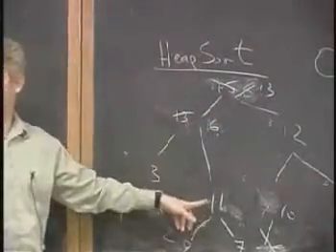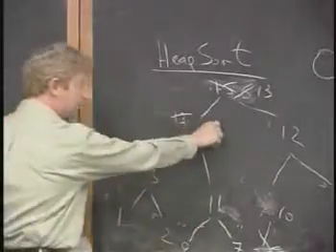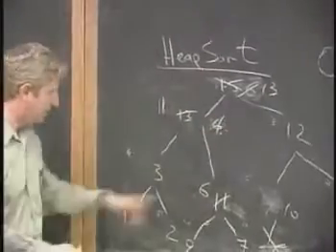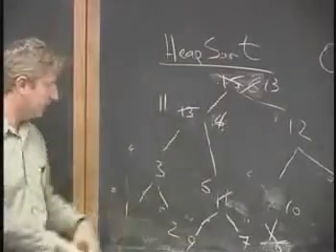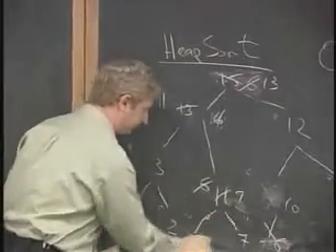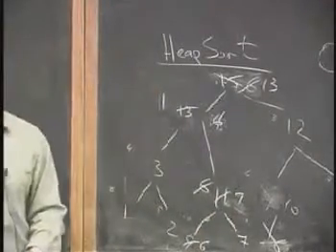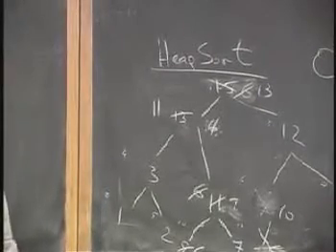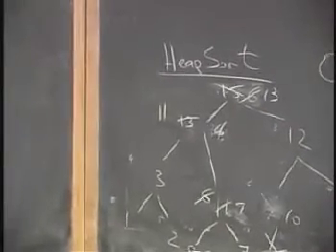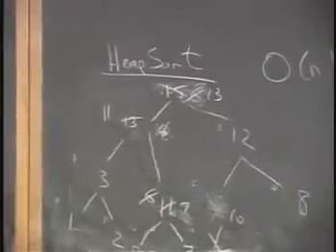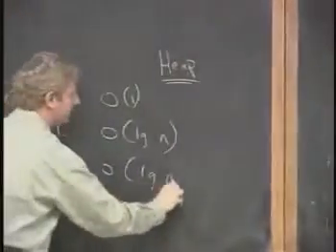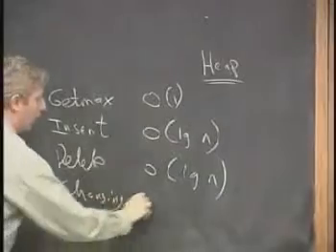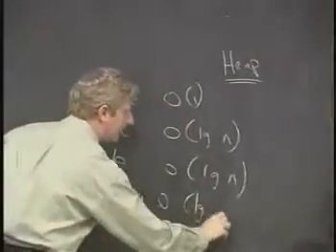6, 3, 11. What happens there? Agreed? 11 moves up, 6 comes down. 6, 7, 9. And now we have a heap again. So you can either push your value down, or you can push your value up. And whatever direction you push it, it's order log n. One second, Rob. I'm just going to write: deleting takes order log n. Inserting takes order log n. Changing a value, order log n. What a nice data structure.